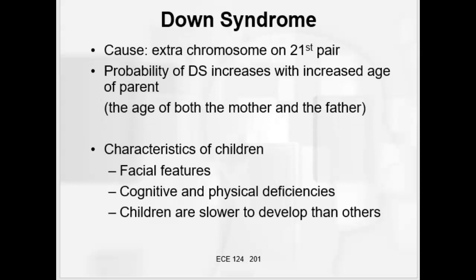Down syndrome is caused by an extra chromosome on the 21st pair. The probability of having a child with Down syndrome increases with age, both of the mother and the father. There are certain physical characteristics that we see with individuals who have Down syndrome. There's specific facial features, cognitive and physical deficiencies, and children are slower to develop.